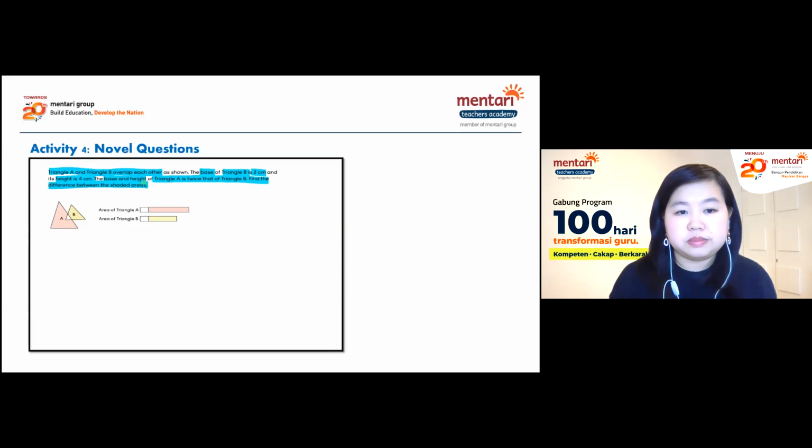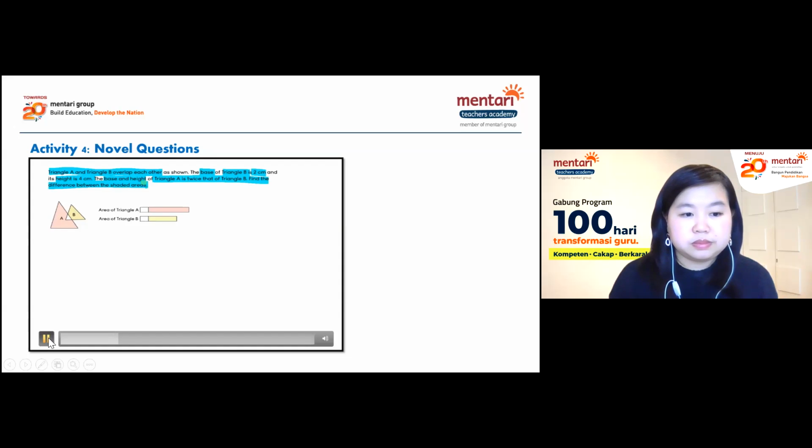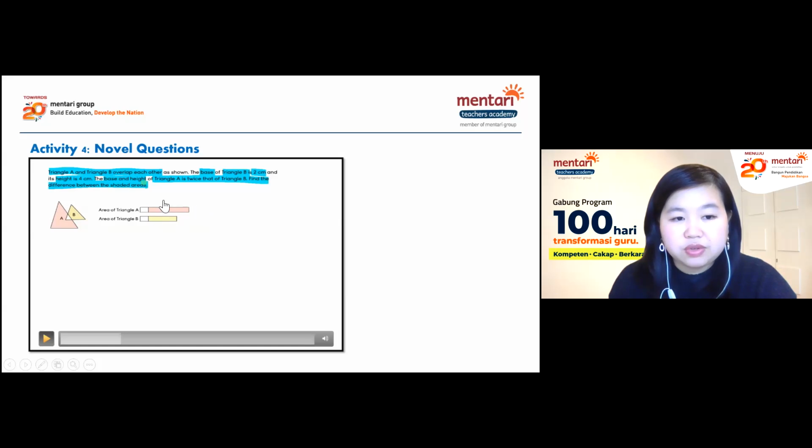From the model, we can see that the difference between the shaded areas is the difference between the area of triangle A and the area of triangle B. Does it make sense to you? So this is the model for the area of triangle A, because the whole area of triangle A consists of the white area over here, which is this part, plus the remaining part of triangle A.